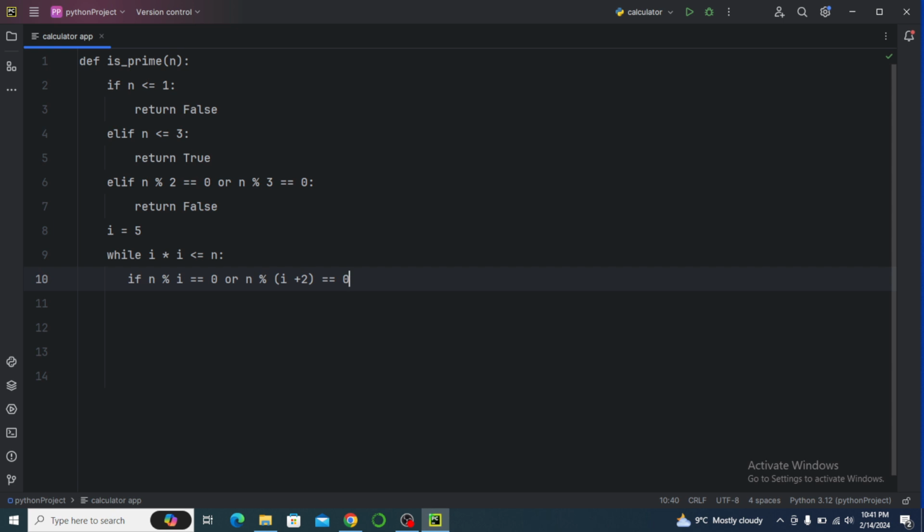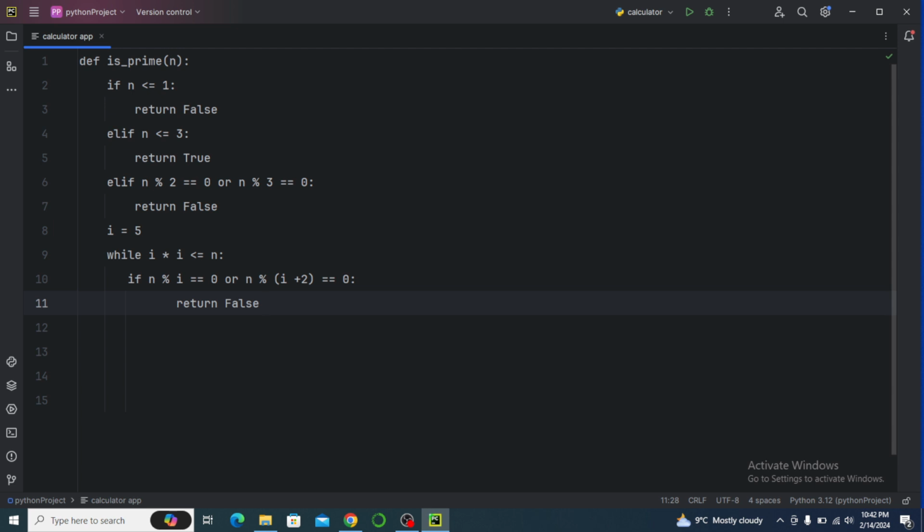So from here we can now determine if that particular number is prime or not. So from here we know that it's going to be false. It is false. So it should return false.